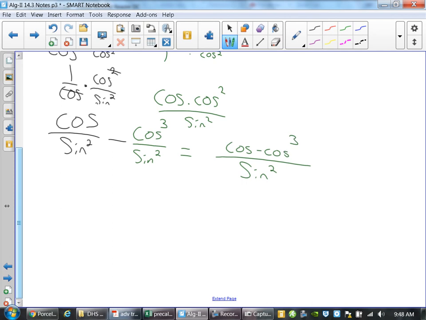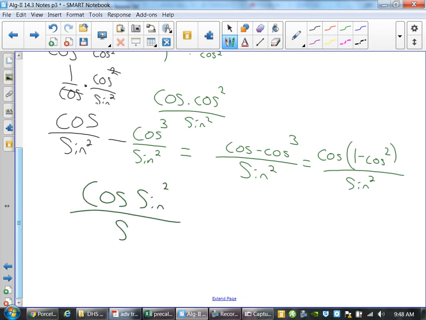The numerator has two parts, they have something in common. What do they have in common? Factor one cosine out. And 1 minus cosine squared is sine squared. This is so frustrating. The answer is going to be cosine. That's it.